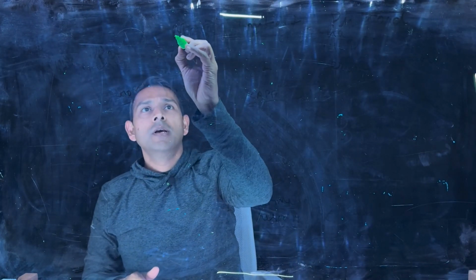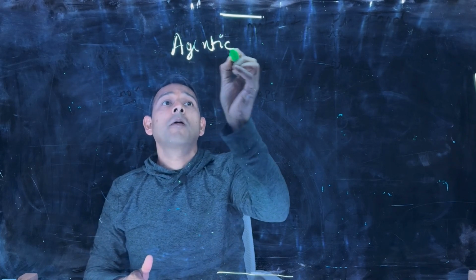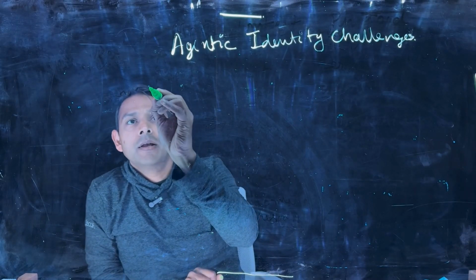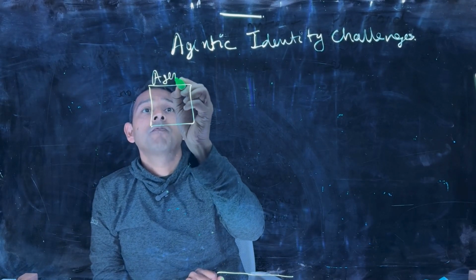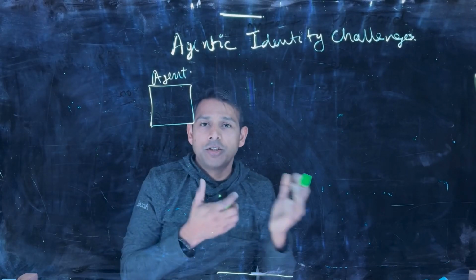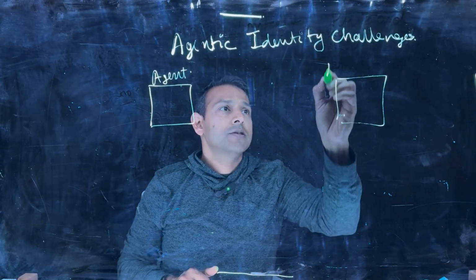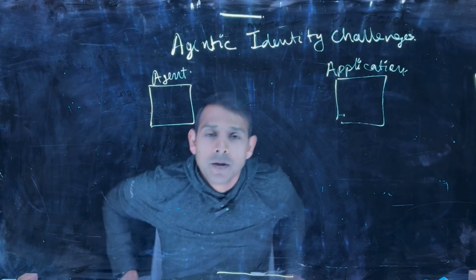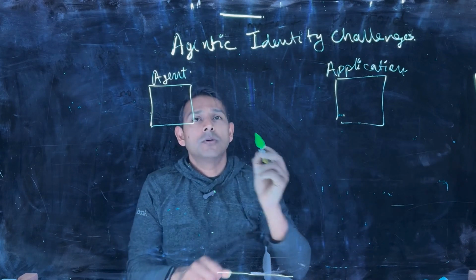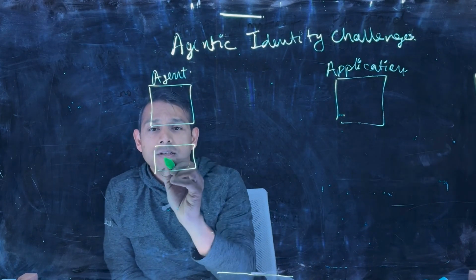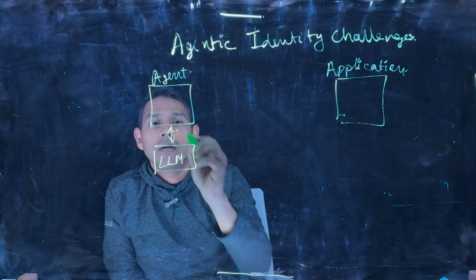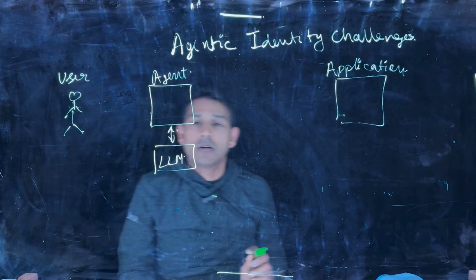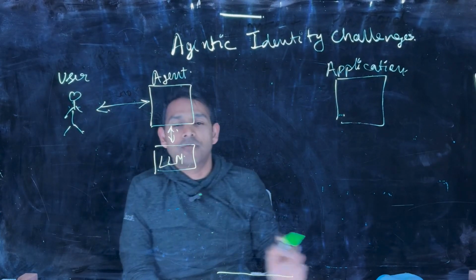So let's dig a little deeper into the agentic identity challenges. To understand this entire space better, let's first understand how an agent differs from a human when it tries to connect to an application, and what the different challenges are. So drawing an agent and then drawing an application. An agent connecting to an application, of course, is assisted by an LLM. Let's draw the user here, as the user is interacting with the agent to perform certain actions.